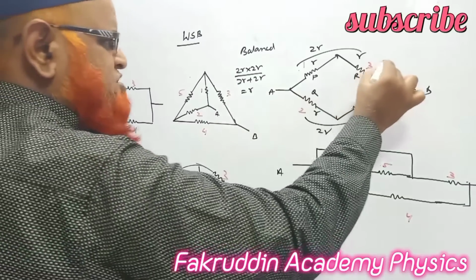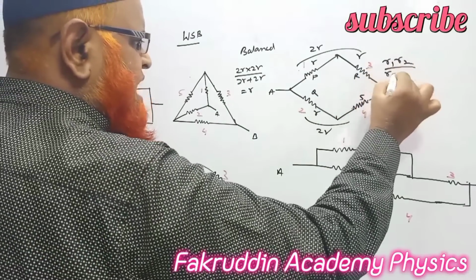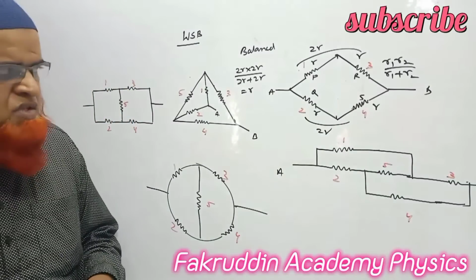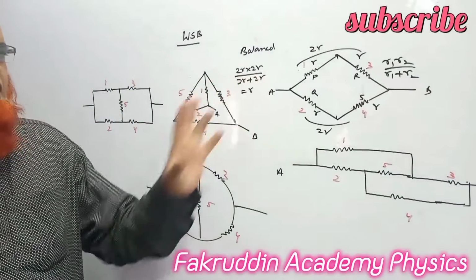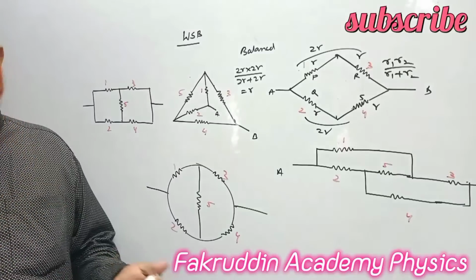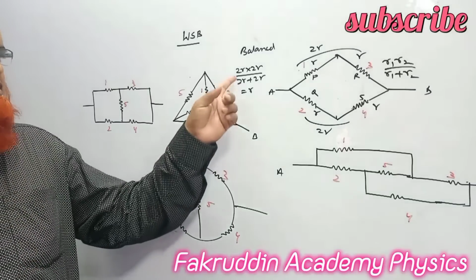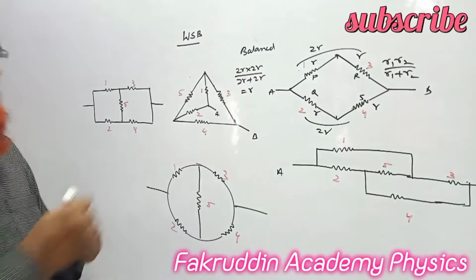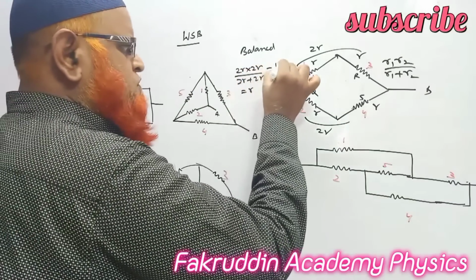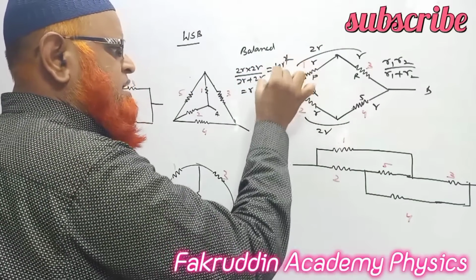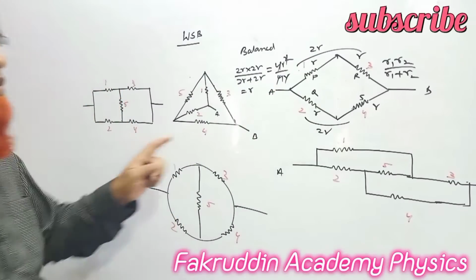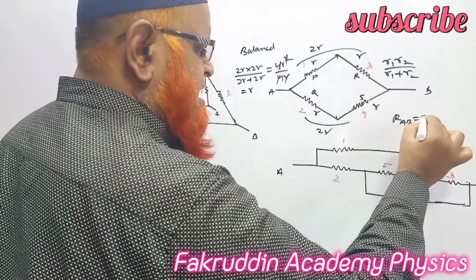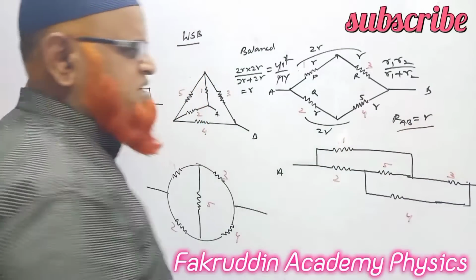Because in a parallel connection, you all know R1 R2 by R1 plus R2 is going to be the answer here. So R1 R2 by R1 plus R2 is nothing but 2R into 2R by 2R plus 2R. How much are you getting? 4R square by 4R, therefore R is left here. So what is the resistance across AB? The resistance across AB is R.